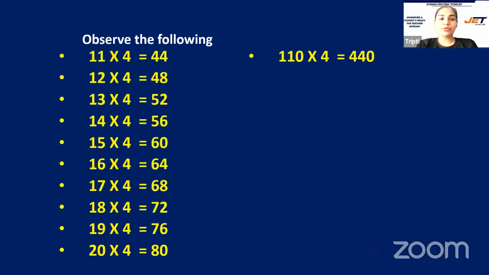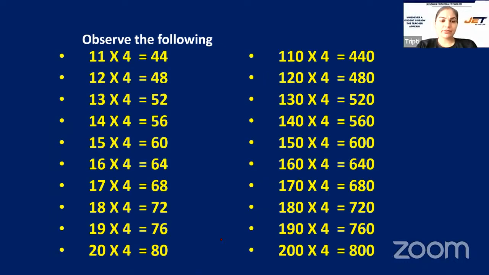Now, what I want you to do is, same with 11. 20 times 4 is 80. 200 times 4 is 800.